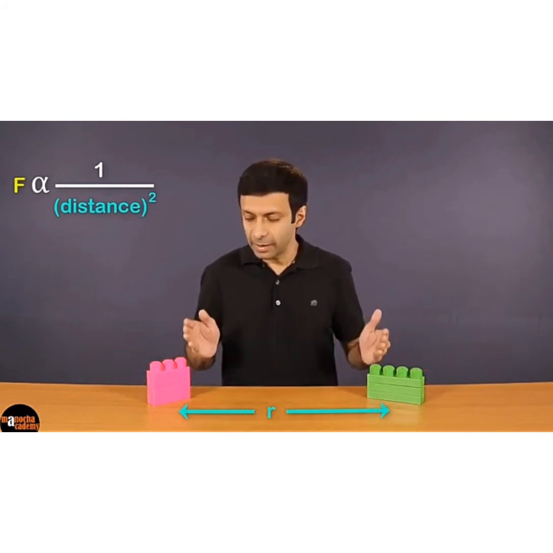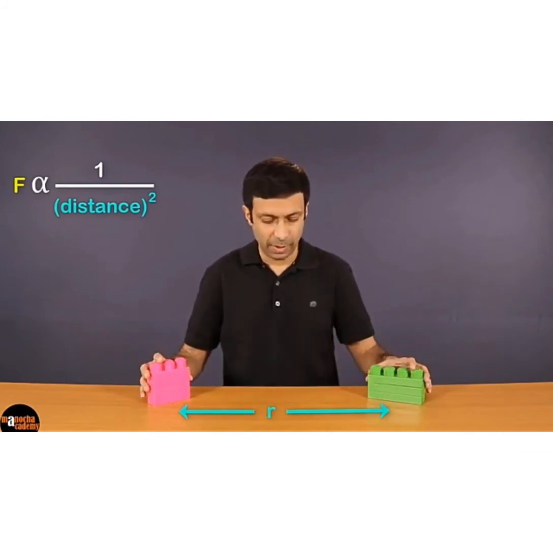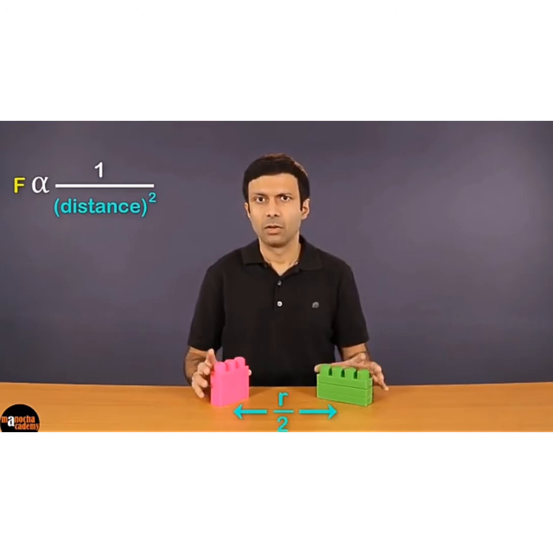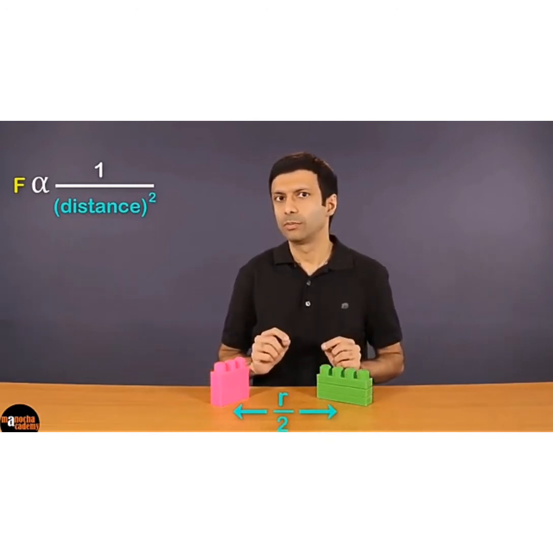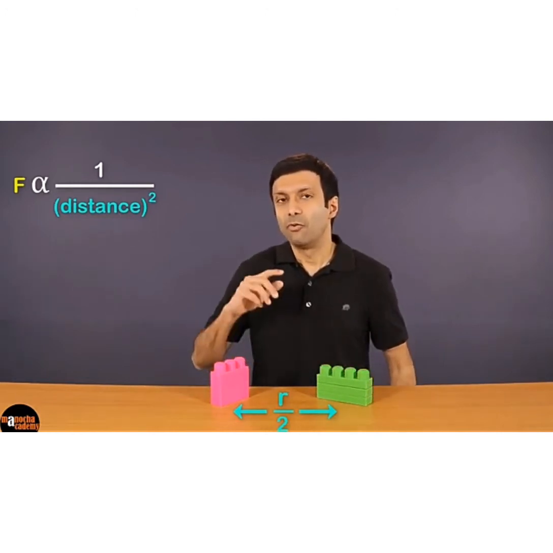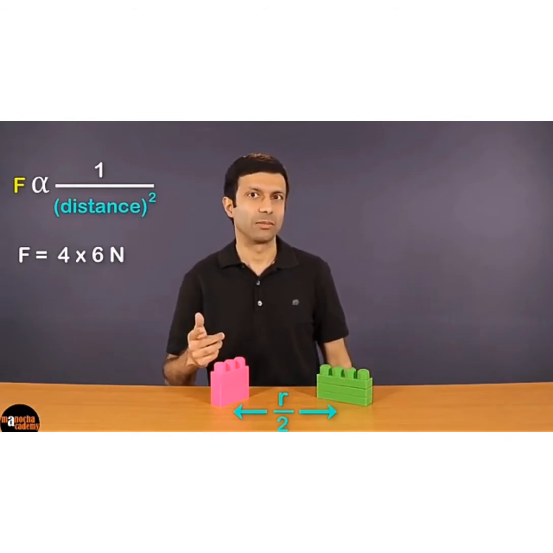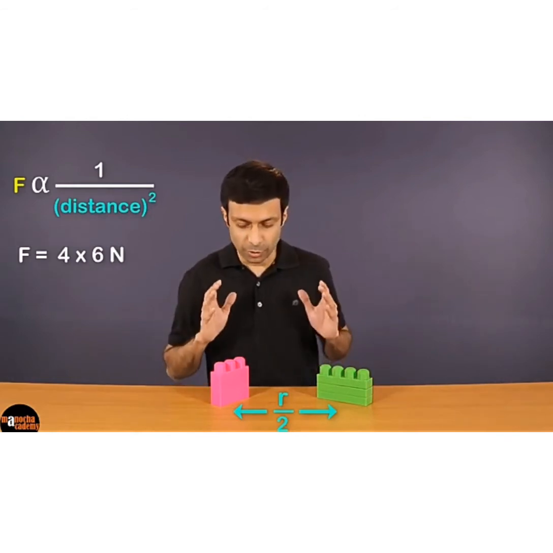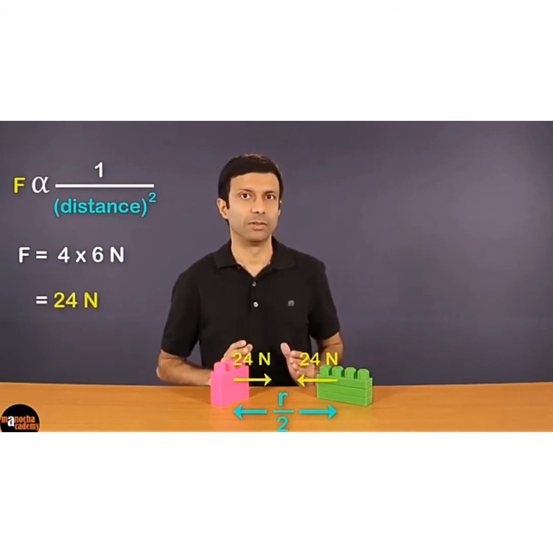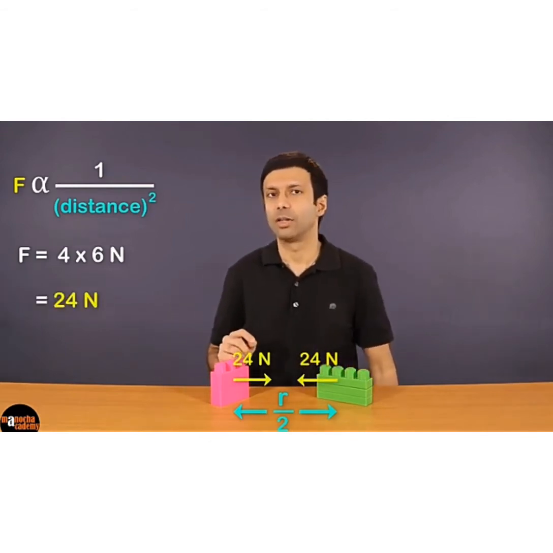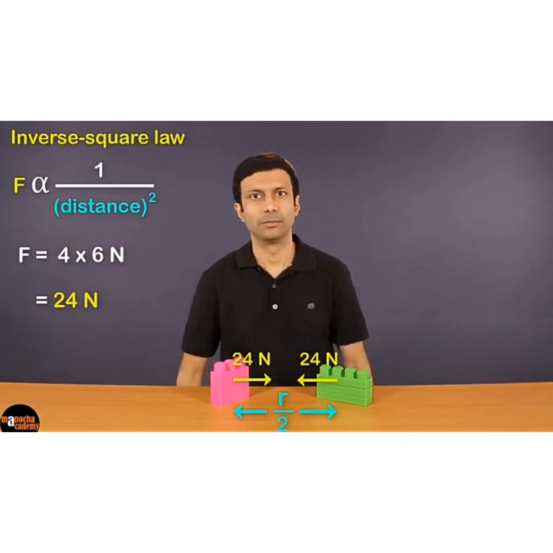Now let's say I halve the distance. So when I bring them in, what will be the new force now? It's going to be 4 times the original force because it's the square of the distance. So the new force is going to be 24 Newton. And this is called the inverse square law.